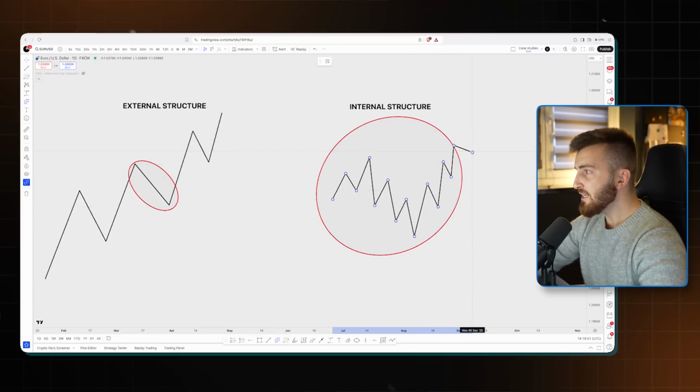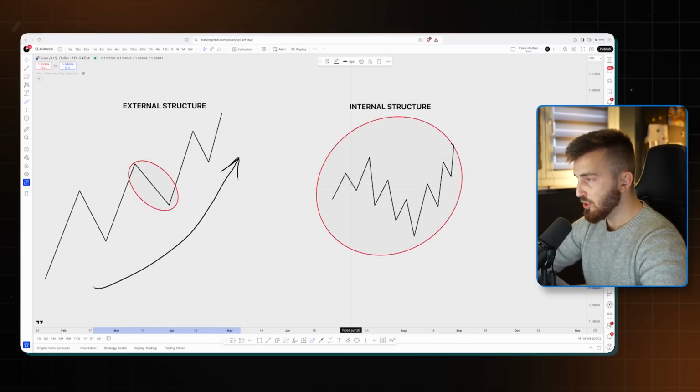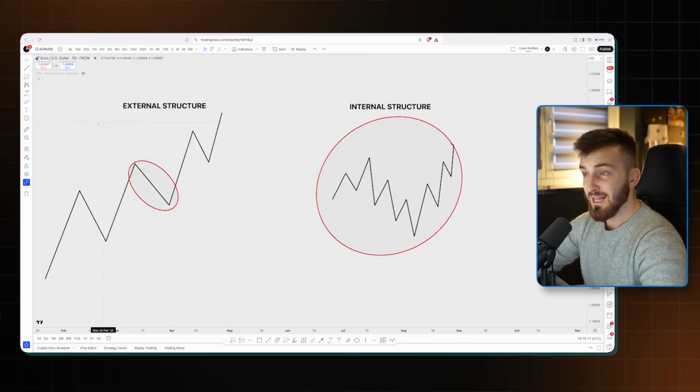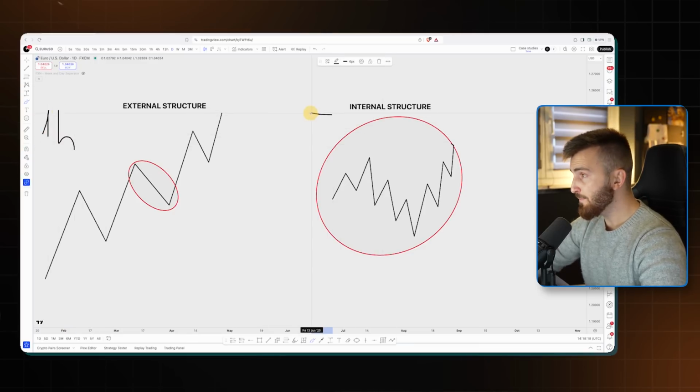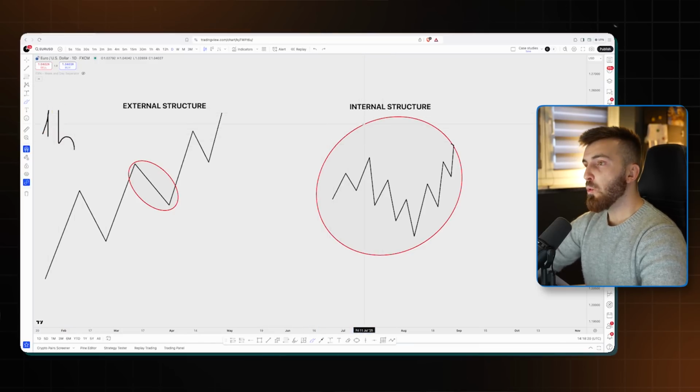So price is always going to be fractal. What I mean by that is that even though the market might be overall bullish, there's always going to be internal structure that is going to be shifting. Let's say that this is the daily, this can be the 1 hour. Or let's even say that this is the 1 hour, this can be the 5 minute. And so what this means is that we are always looking for internal and external structure.